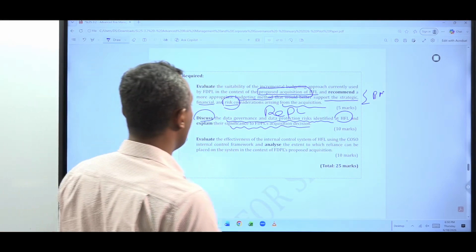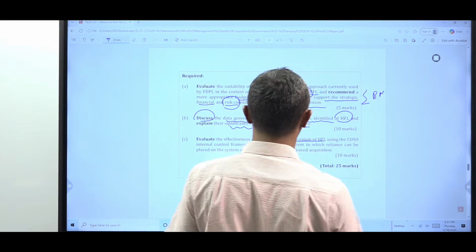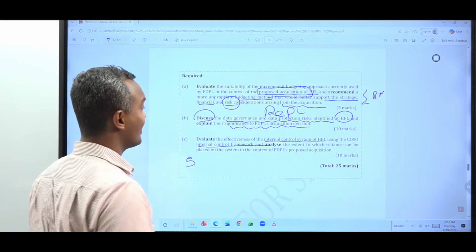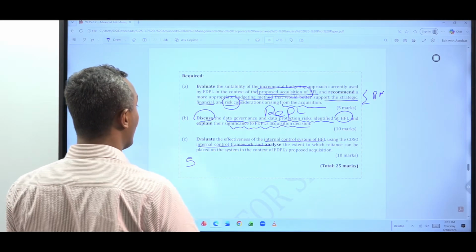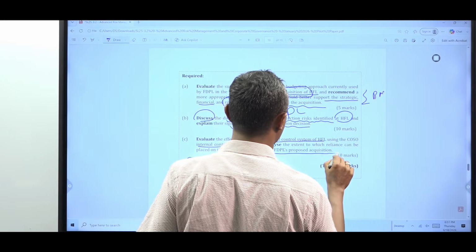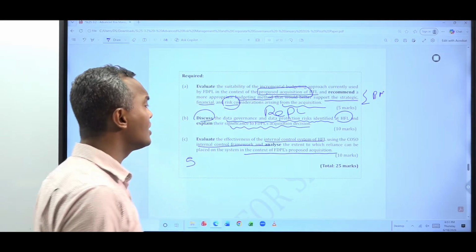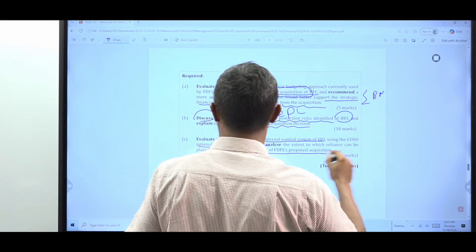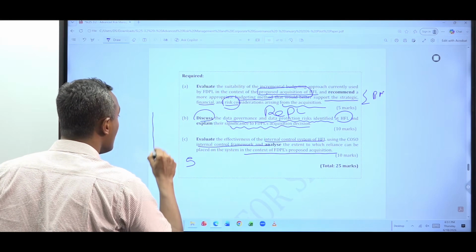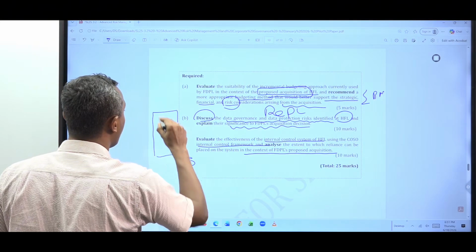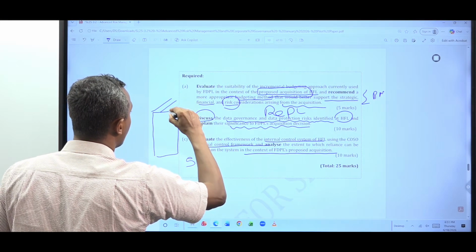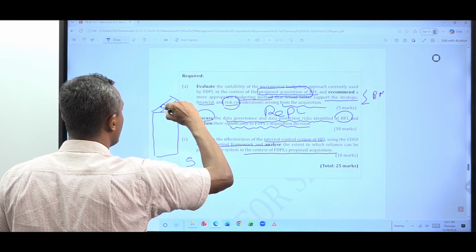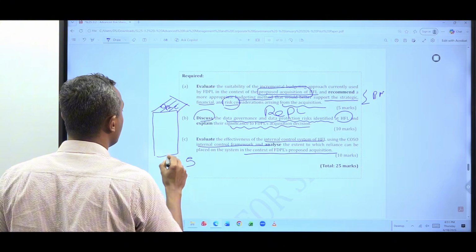Then they ask: evaluate the effectiveness of the internal control system using the CASriLanka framework. Wow. CASriLanka, five components, golden chance, right? And the extent to which reliance can be placed on the system in the context of the acquisition, right? To what level can we rely on internal control. Now, here, these 10 marks depend on CASriLanka, right? How you analyze the five components of CASriLanka, which is there to make sure that your operations are effective, your reporting is reliable, and you comply with the law.